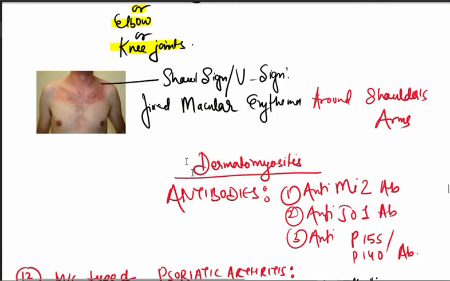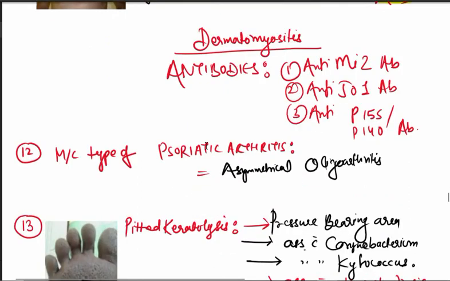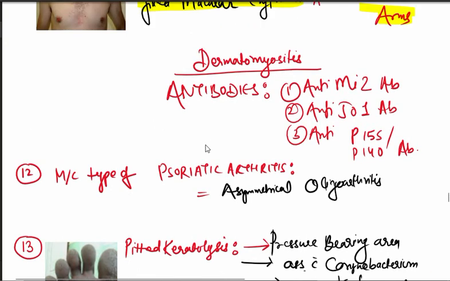In the same dermatomyositis, around the neck, shawl sign or V sign can be seen, and this is fixed macular erythema around the shoulder and arms also. Okay, so let's see some of the antibodies seen in dermatomyositis. We have anti-Mi2 antibodies, anti-Jo1 antibodies, anti-P155 or P140 antibodies.